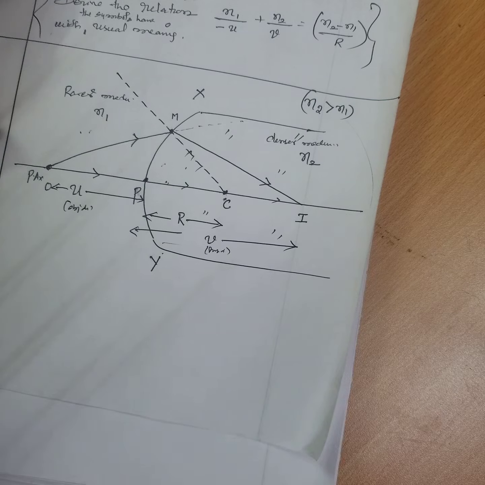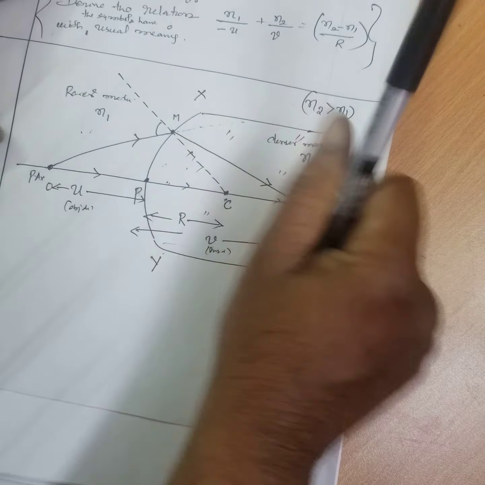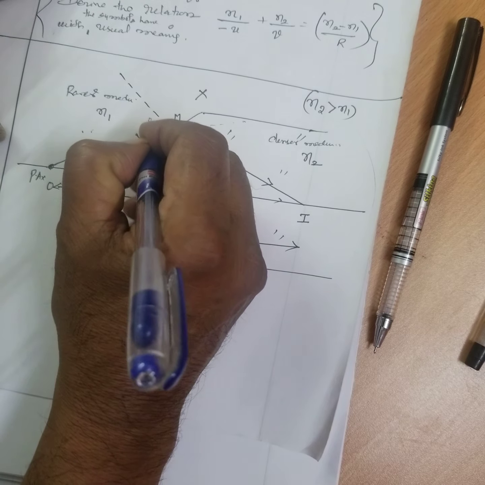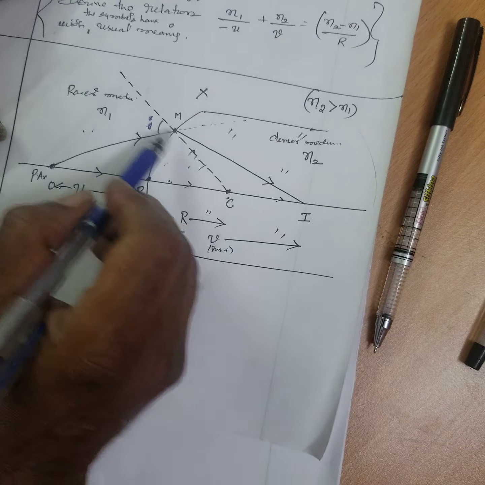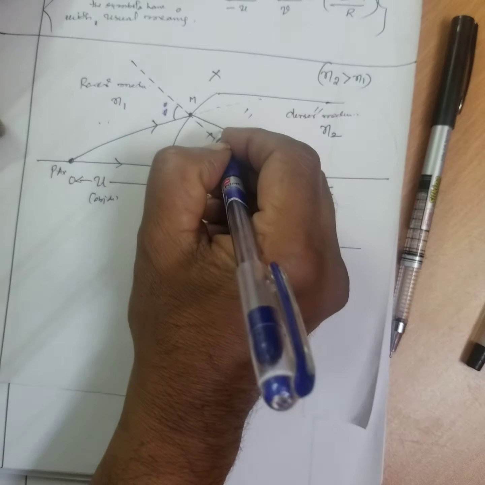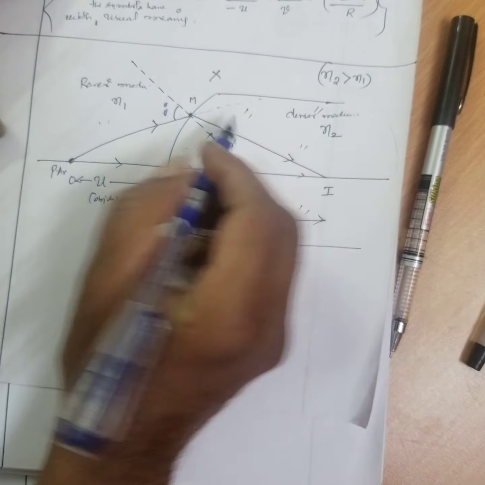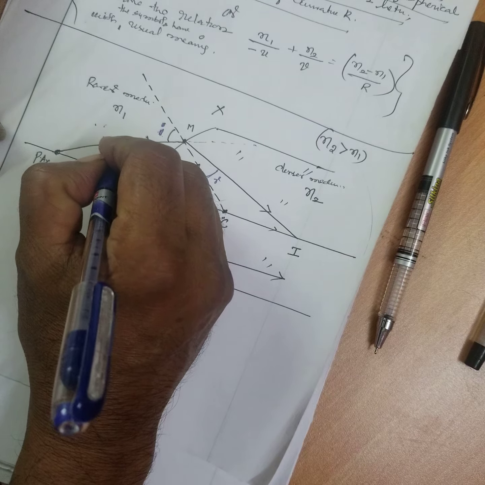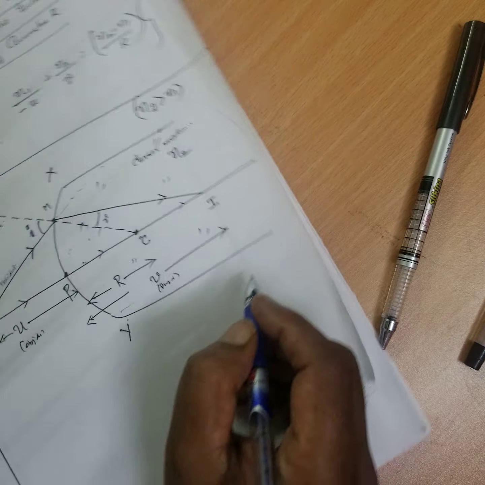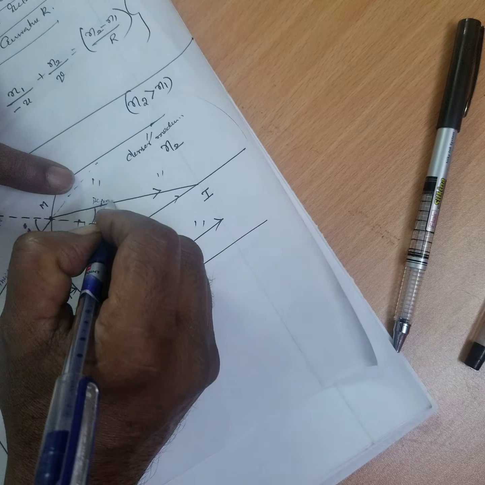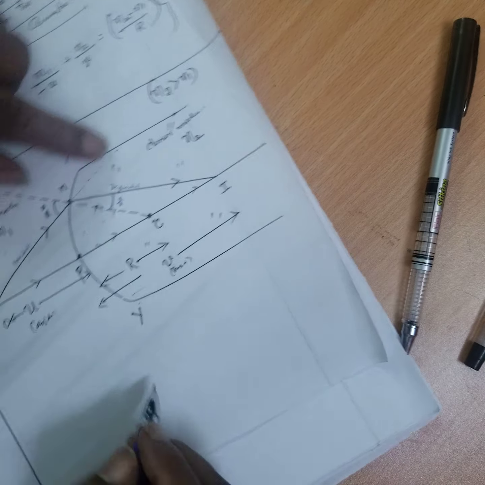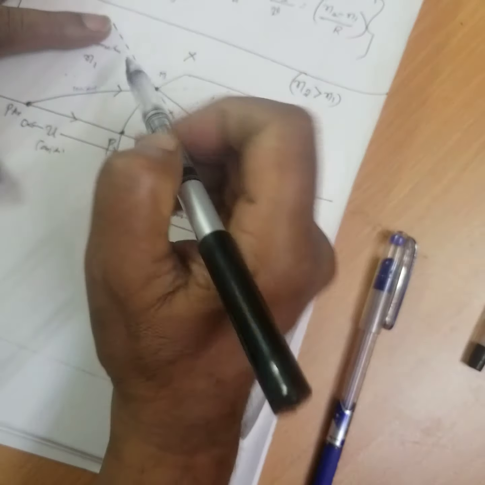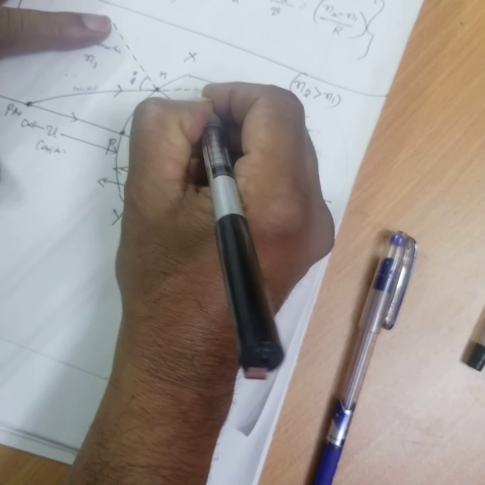Right? Now, what is the angle of incidence? The angle of incidence is this i, the angle between the incident ray and the normal. What is the angle of refraction? The angle between the refracted ray and the normal. This is the incident ray. This is the refracted ray. Now it is going like this.